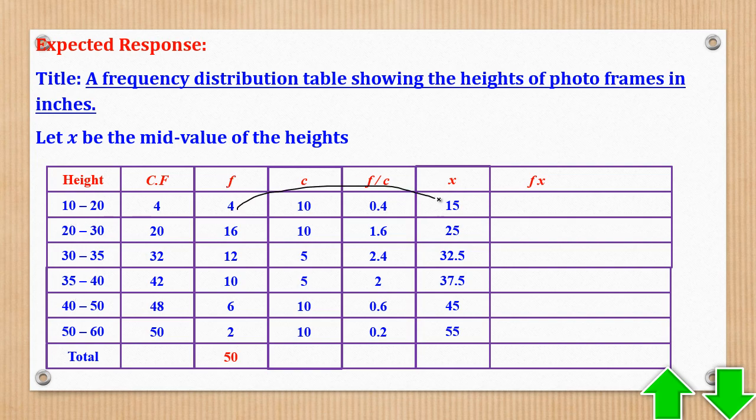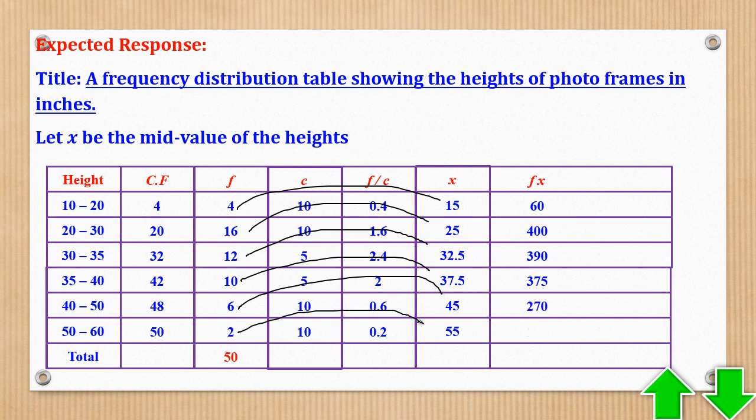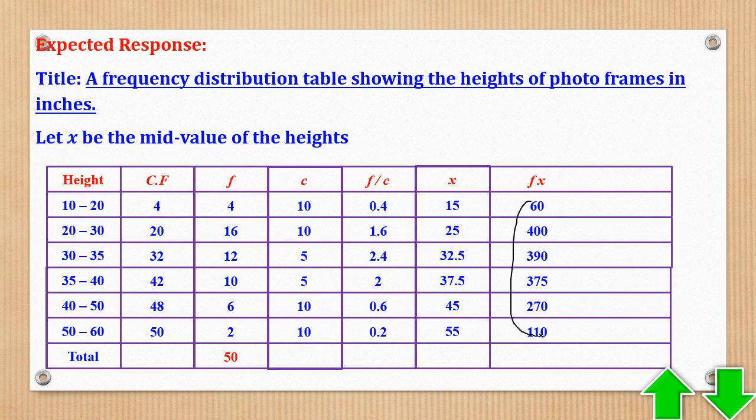So 4 times 15, 16 times 25, 12 times 32.5, 10 times 37.5, 6 times 45, 2 times 55. Then we add all this to get the total, which is 1605.